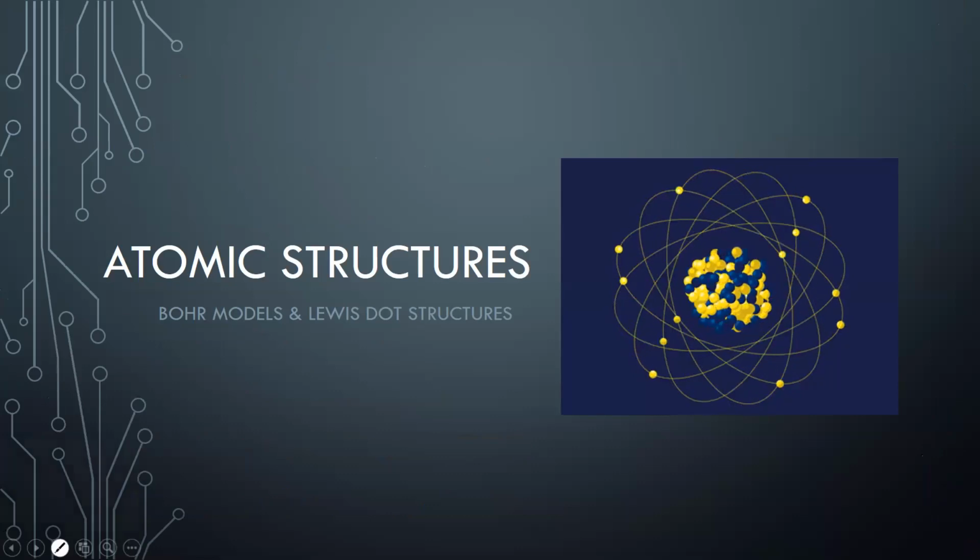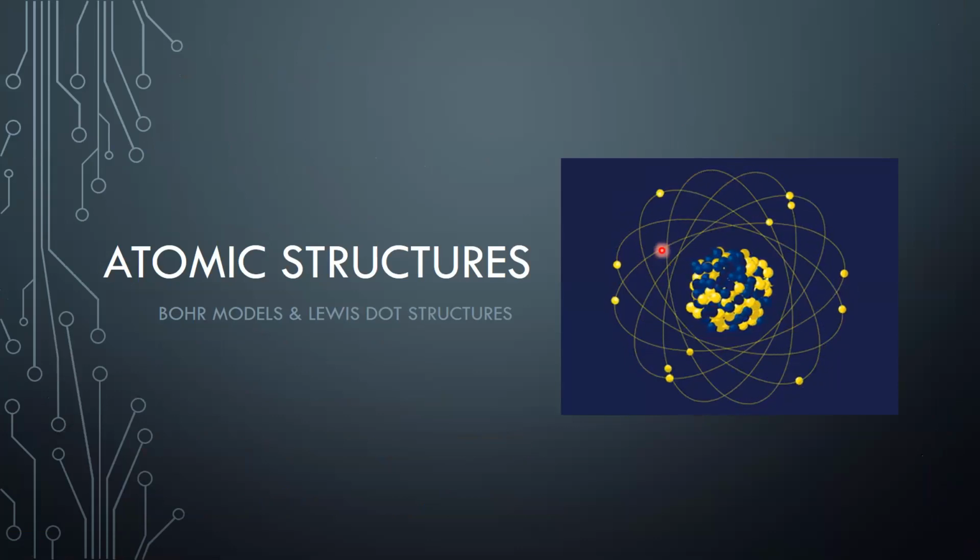But remember, the key is that technically they don't follow a set path. Remember, Schrodinger came after and said, well, there's really just this electron cloud. That's the area that they're likely to be found. But the Bohr model is a good way to look at atoms, think about where the electrons are in terms of what energy level they're in, what shell.